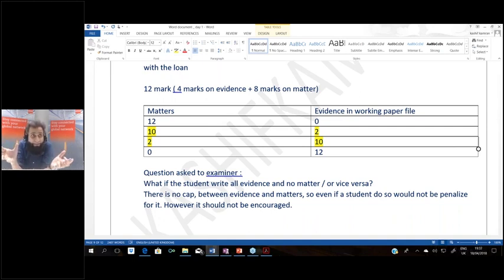So be closer to the examiner, be closer to the examiner. There are so many resources available on the ACCA website you can access to be closer to the examiner. ACCA supports you with resources, right? You have to be closer to those resources, use those resources, and ensure that you know the mindset of your examiner. I hope that's clear with everyone.